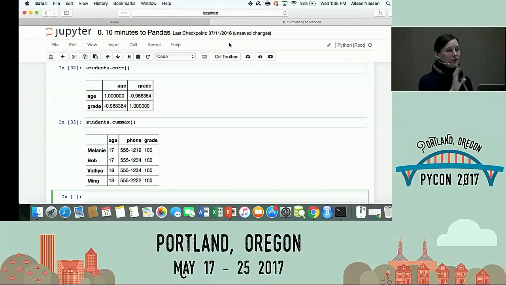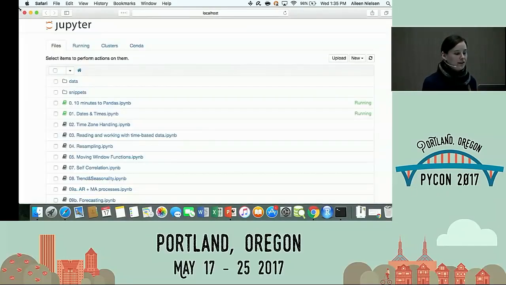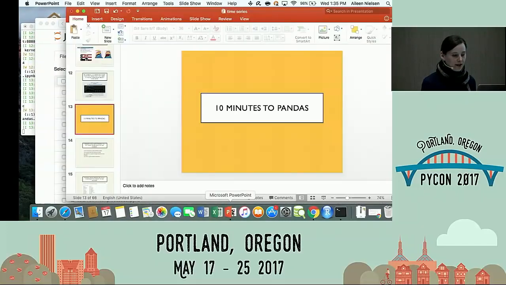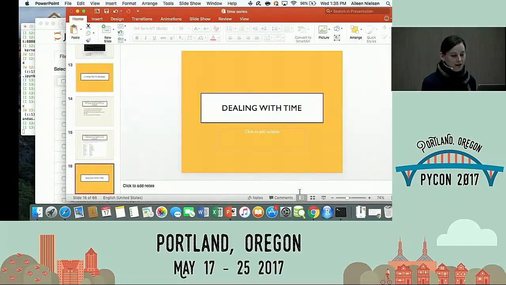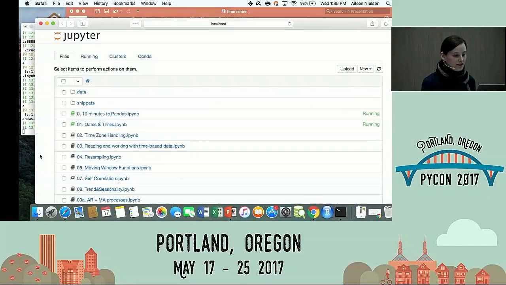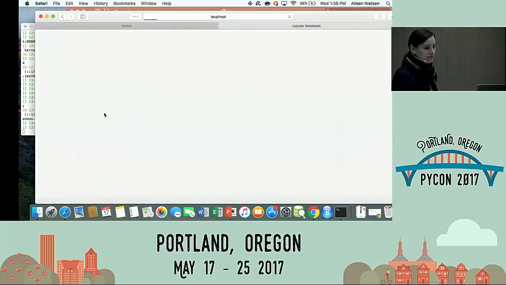Okay, so if you have questions about Pandas as we go, I think the best thing is to just treat each other like a resource. You don't need a ton, but it's a good tool even if you're not a data person. Okay, so that's our Pandas. So now we're going to talk a little bit about dealing with time. So we're going to jump right into the second notebook, dates and times.